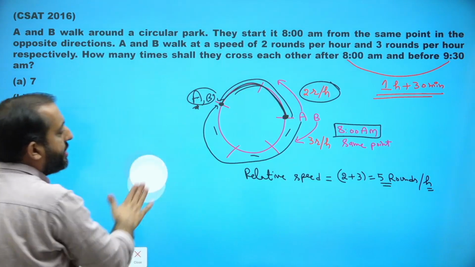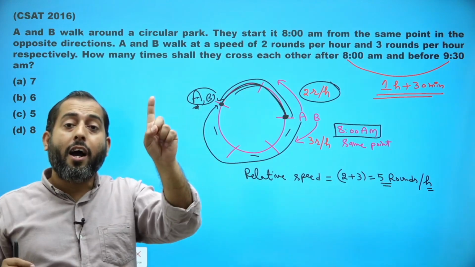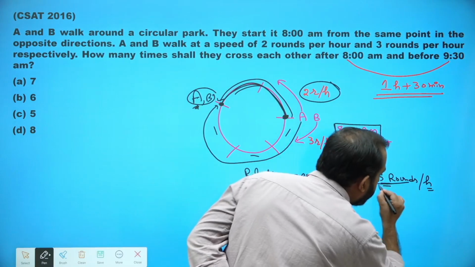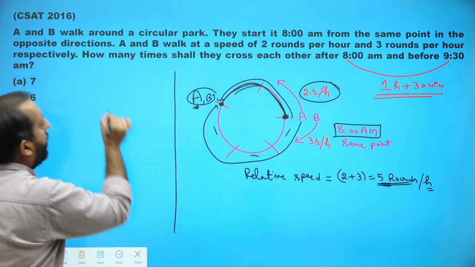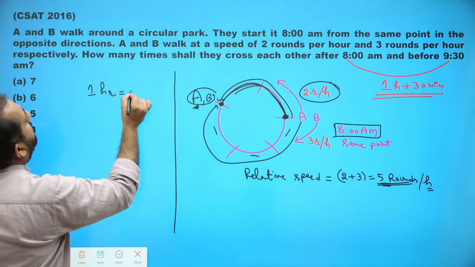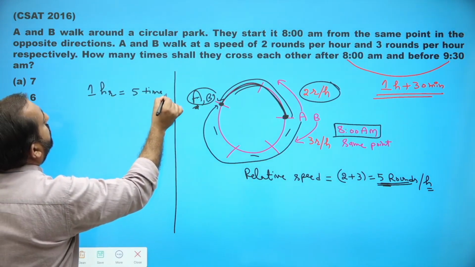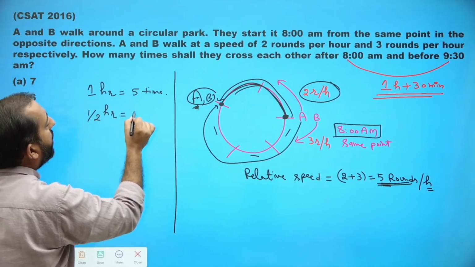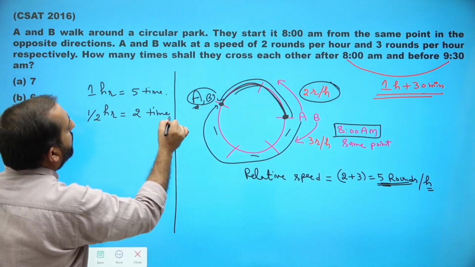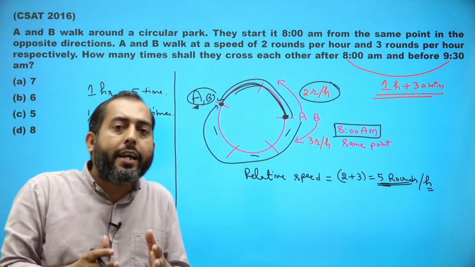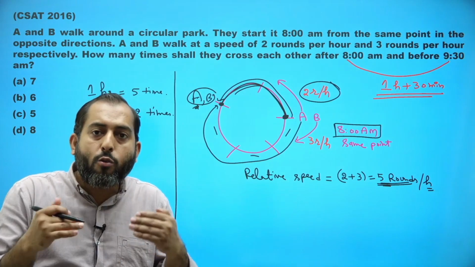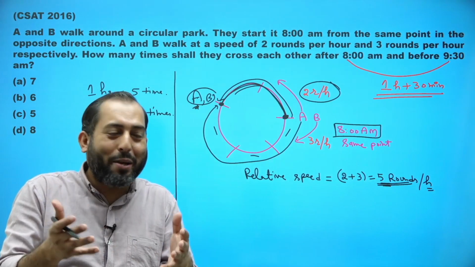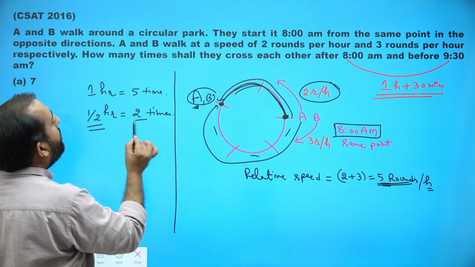So in an hour, how many times are they going to meet? They will meet 5 times. So in half an hour, how many times will they meet? In half an hour they will meet only 2 times, because a meeting cannot happen 2.5 times. Either you can meet your friend 2 times or 3 times, you cannot meet your friend 2.5 times. So in half an hour they will meet 2 more times.